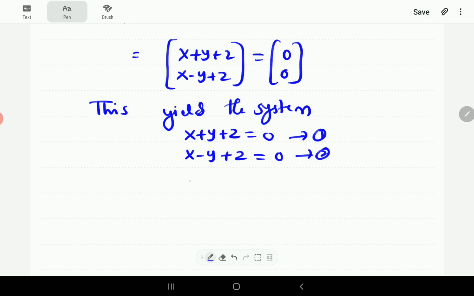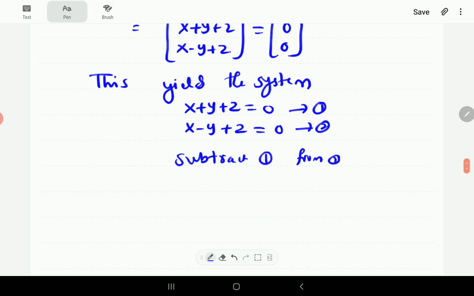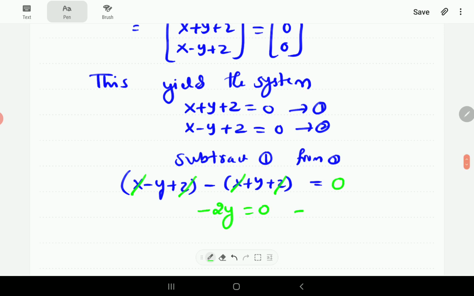Let us subtract 1 from 2. So it is x minus y plus z minus x plus y plus z. What we get here, we'll try to see. I think I can cancel x with the x, and minus z plus z, minus y, that will be minus 2y, right? So this is equal to, on the right hand side it is 0, therefore minus 2y equal to 0, implies y equal to 0.